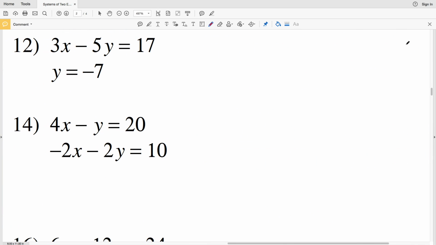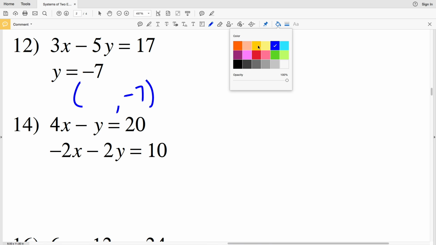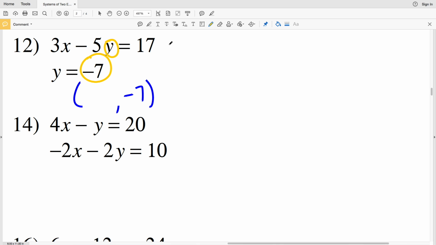For number 12, it already gives us the value of y. Y is negative 7. So all we need to do is plug negative 7 in for y in our first equation to solve for x. So we'll get 3x minus 5 times negative 7 equal to 17.